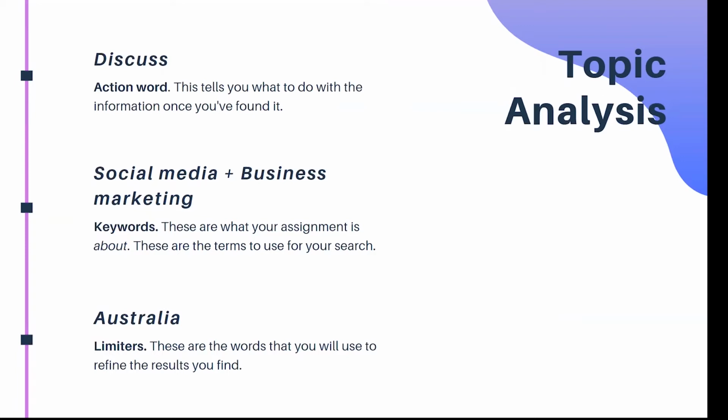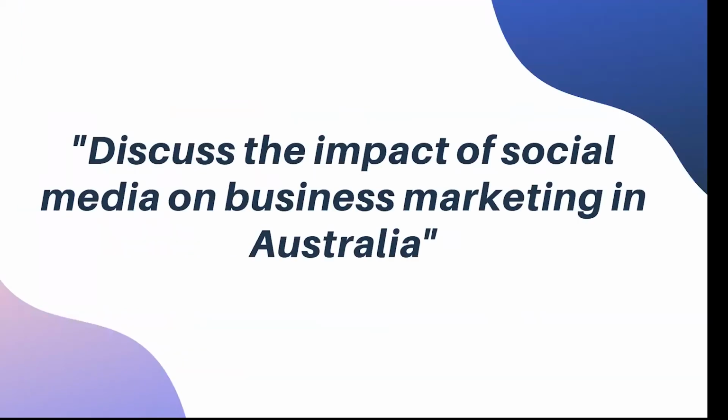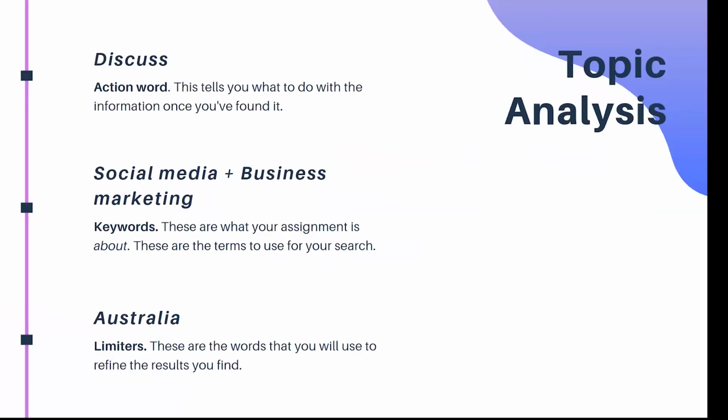So the keywords are what your assignment is actually about, and they're the terms that you start with when you're doing your searching. Okay, I'll just go back to our previous topic: discuss the impact of social media on business marketing in Australia. You can see that social media and business marketing are the crux of what we're going to be discussing. Then lastly, we have Australia, and Australia in this instance is a limiter. What it's going to do is take all of the information that we find about social media and business marketing, and limit it to that context of Australia. Okay?